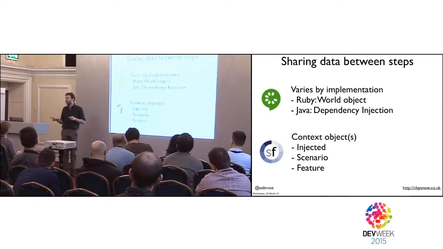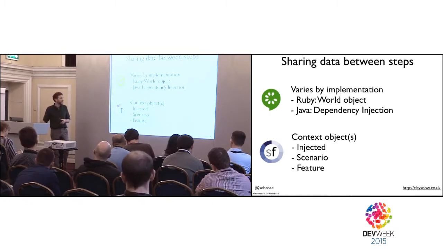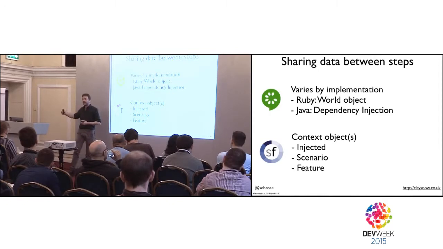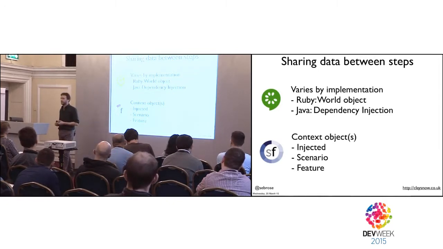So you get a many-to-many relationship, because that's the nature of features. Generally a feature isn't constrained by a single domain concept. And now when you've got multiple step definition files, you somehow have to share data between them.